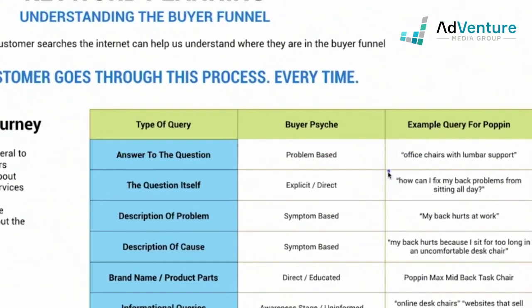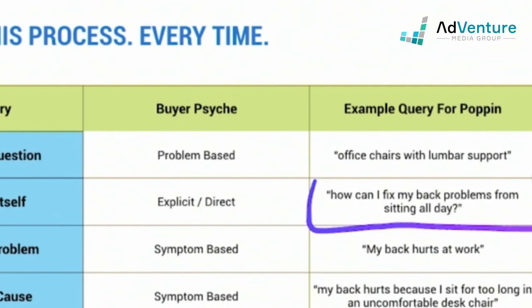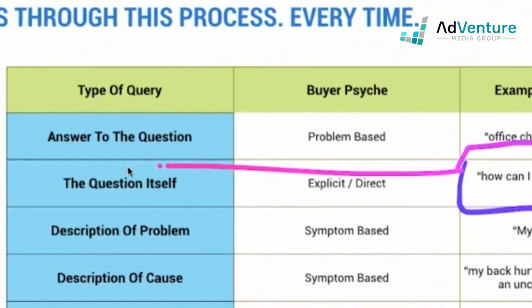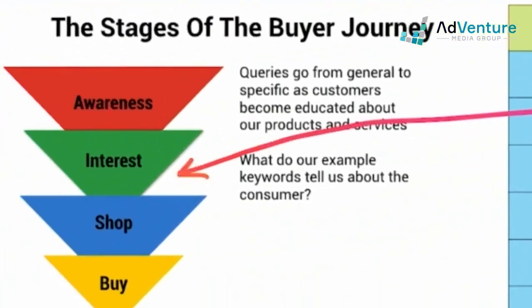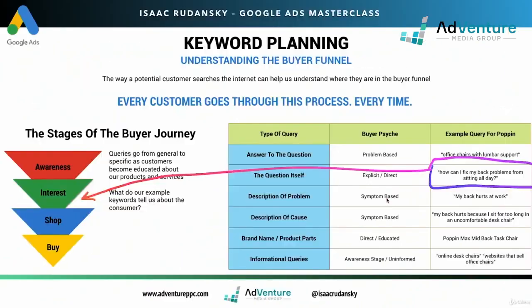How can I fix my back problems from sitting all day? I would say that this is a pretty clear demarcation of somebody who is in the interest phase. They're already aware of the problem. They're aware that they have a back problem, and they are aware that the problem comes from sitting all day. And they're now expressing that emotional interest in fixing that problem, right? So it's a keyword you want to bid a little bit more on than if it was somebody just expressing something totally generic, but not as much as you would bid on a keyword for somebody who's looking to buy something. And that's going to be reflected in the historic data in your account.